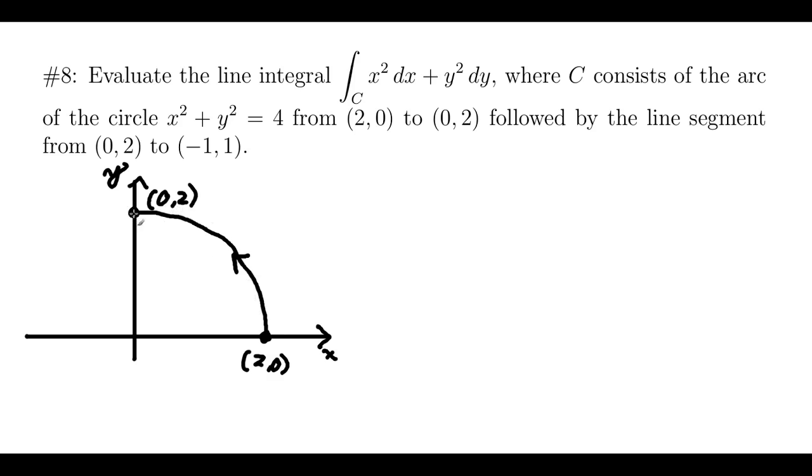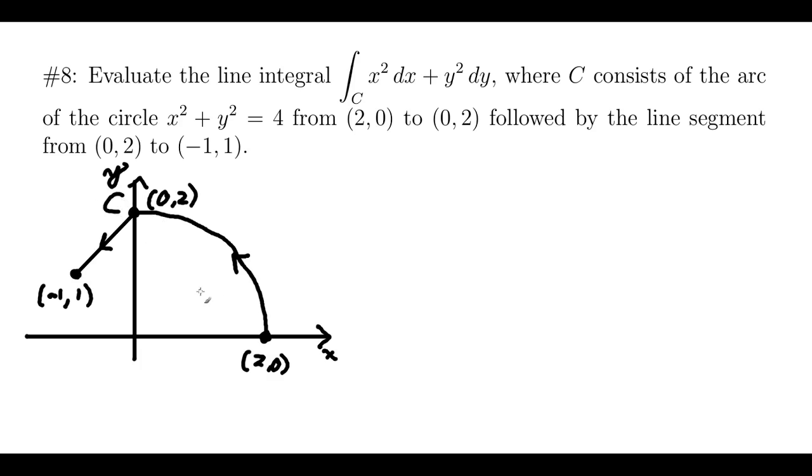Followed by the line segment from (0, 2) to (-1, 1). Something like that. Let's see if I can get that about there, give or take. Here we'll have (-1, 1). I believe I misspoke there. You can see what's there, (-1, 1). And I'll draw a little arrow there to indicate the direction we're going here. And all of this together is the curve C.